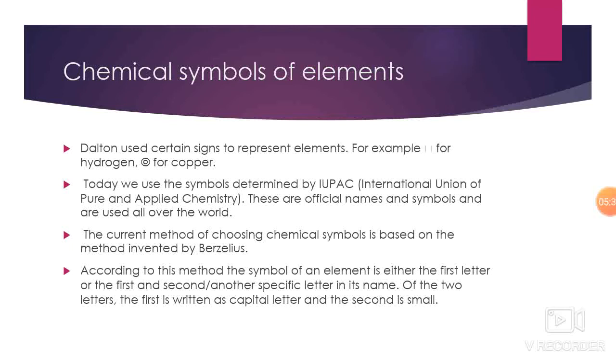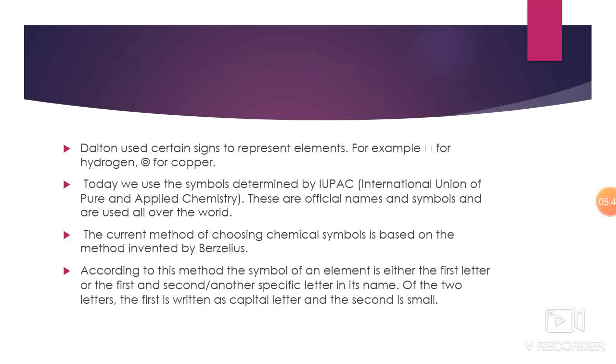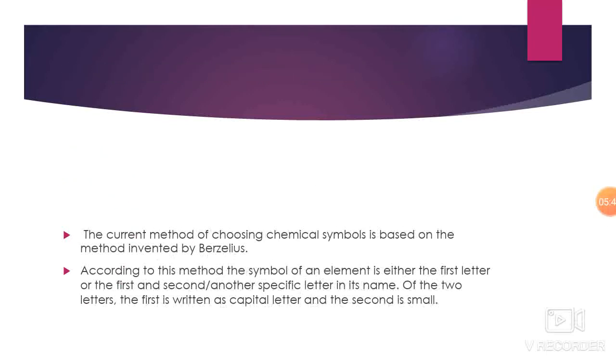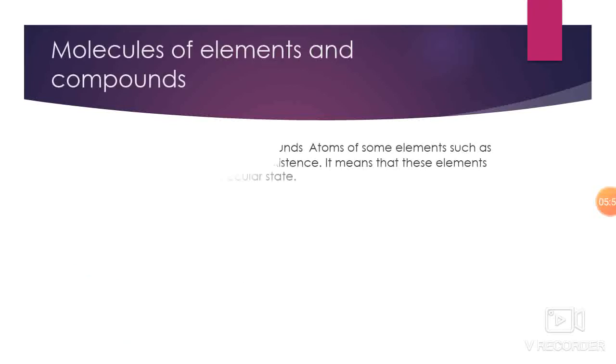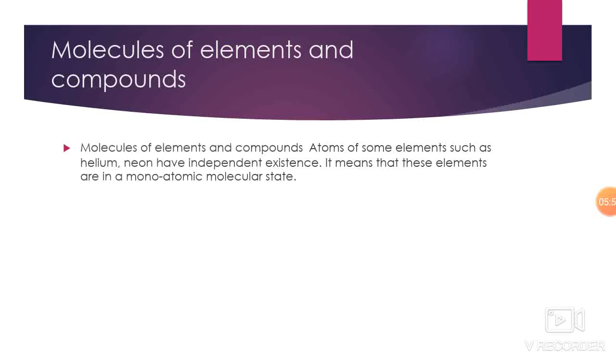It is not Ch, it is Cl. Okay, these were the chemical symbols for elements. Now let's go to the next one, that is molecules of elements and compounds. So what are the molecules of elements and compounds?